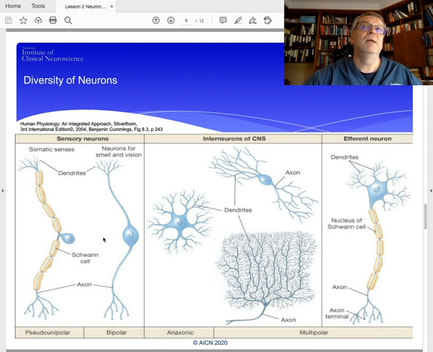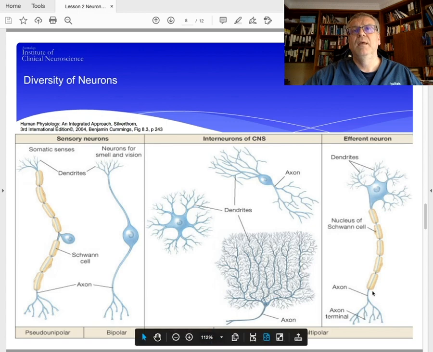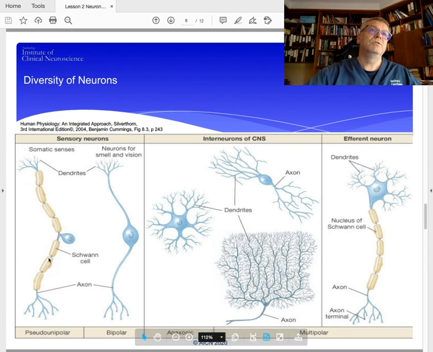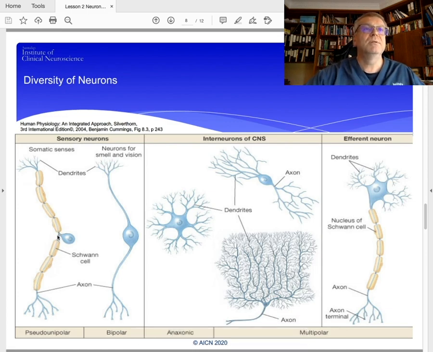If we go over here now to the sensory neurons, you'll see these are a little different, because here the body is separated from the axon terminals by the axon, where here we see the axon terminals are actually flowing in the same structure. So we call this pseudo-unipolar.